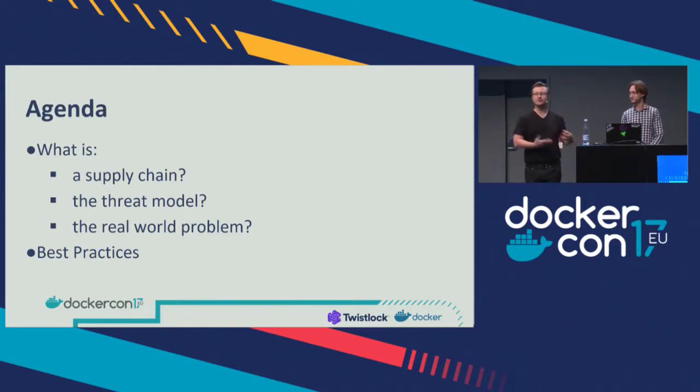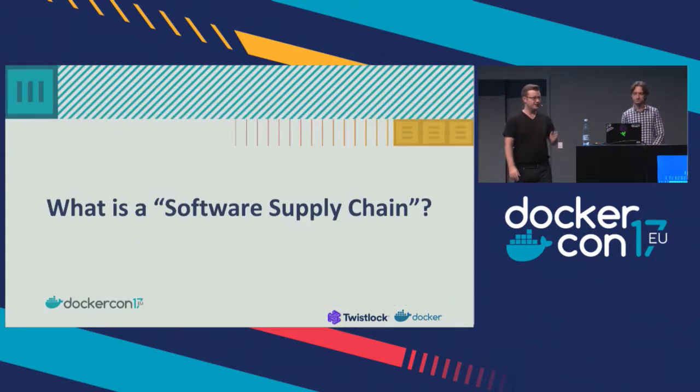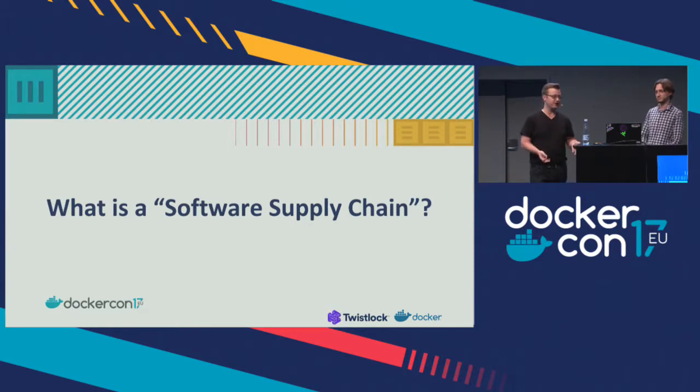Daniel's then going to present some research that he did at Twistlock on the open source Docker Registry, and a deployment problem that was discovered with that. And then we're going to finish up with some best practices that will help you secure your supply chain, and particularly the distribution elements of it. So first up, what is a software supply chain?